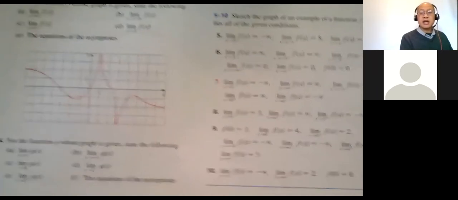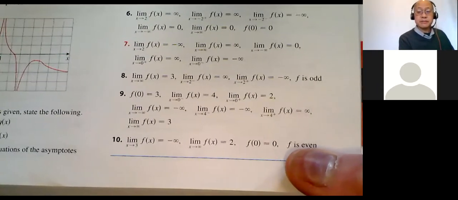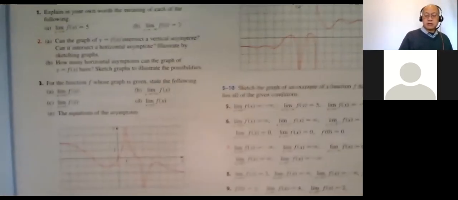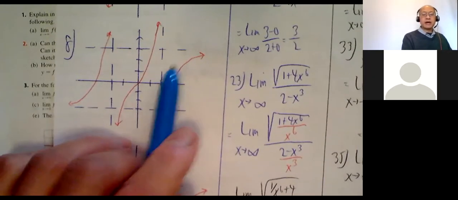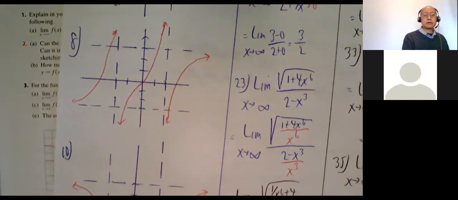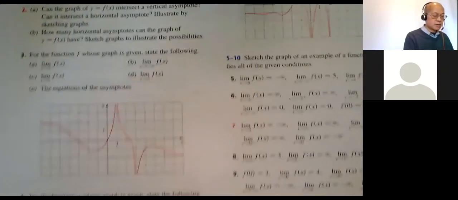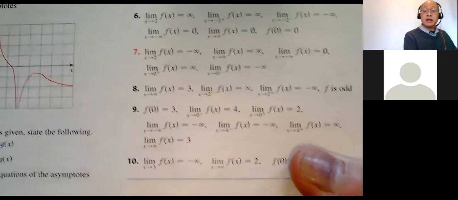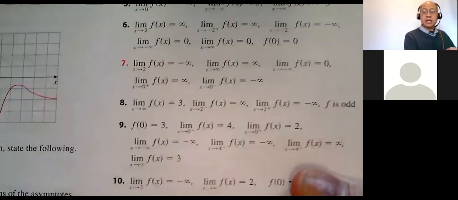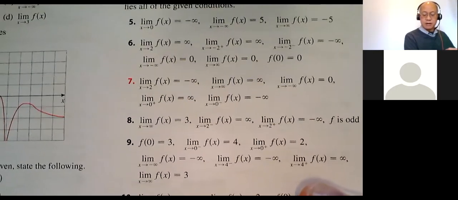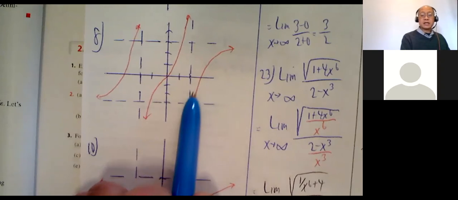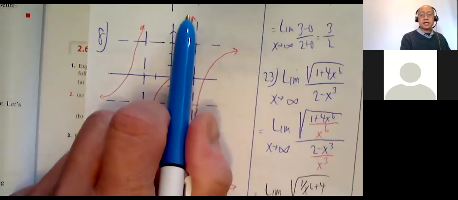Okay, and 8. Limit as x approaches infinity of f of x is 3. Okay, so when x gets real big, y approaches 3. So that's the example that I had right here, like so. Limit as x approaches 2 from the left is infinity. Limit as x approaches 2 from the right is -infinity. So on this side, it says goes to -infinity. On this side, it says go to +infinity.